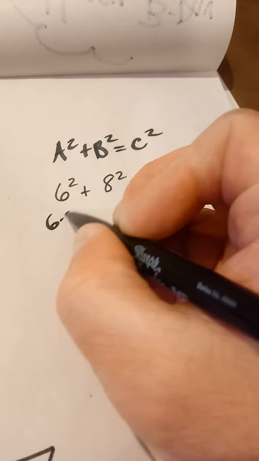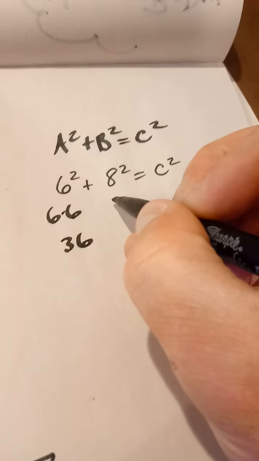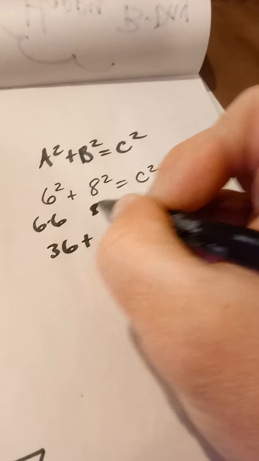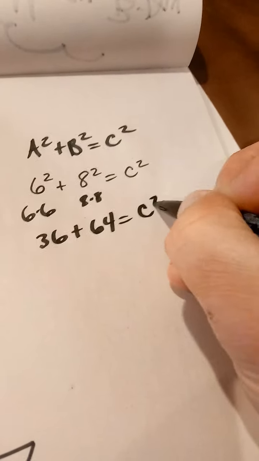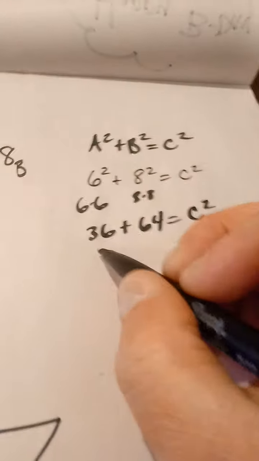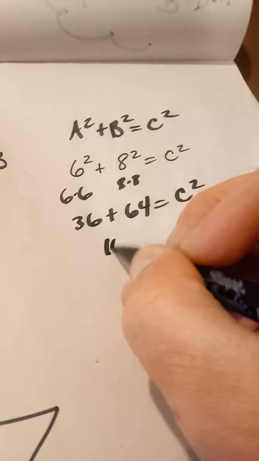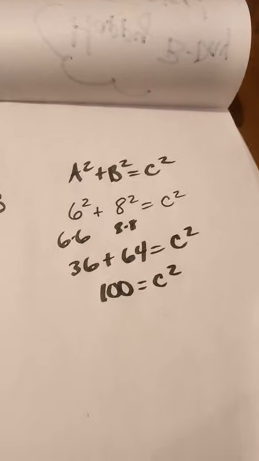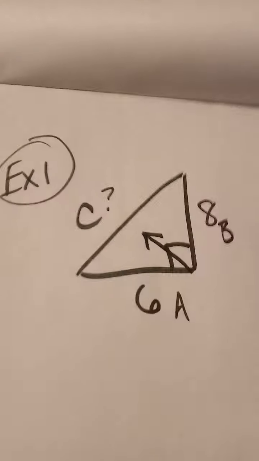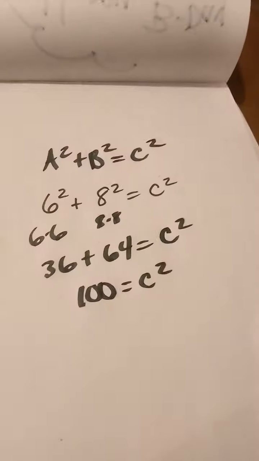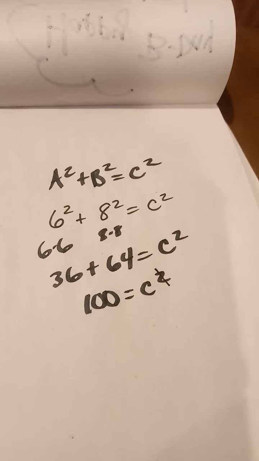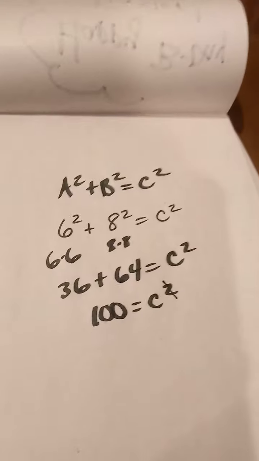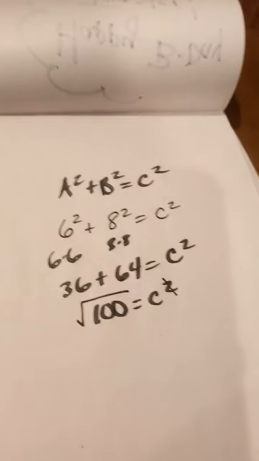6 squared, 6 times 6 is 36, plus 8 times 8 is 64, equals c squared. 36 plus 64 is 100. Okay, now I want to know what single c is. C by itself, not c squared. I want to get rid of the squared. I get rid of the squared by doing the opposite of squaring something, which is square rooting it.